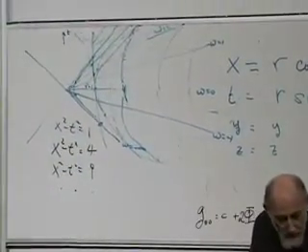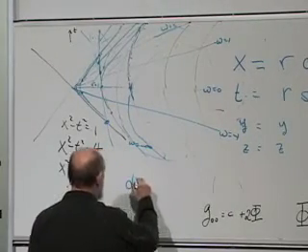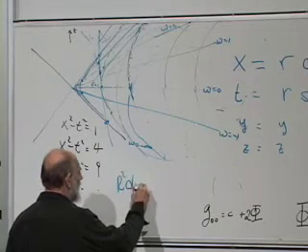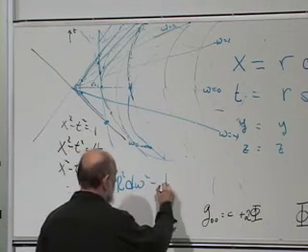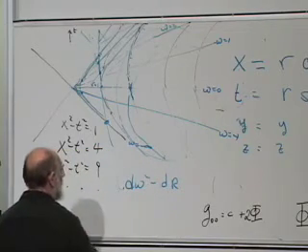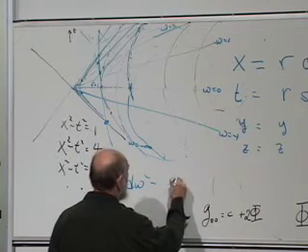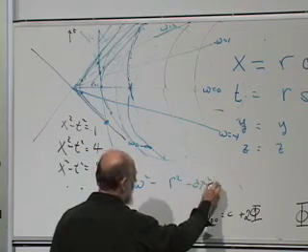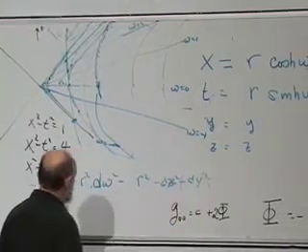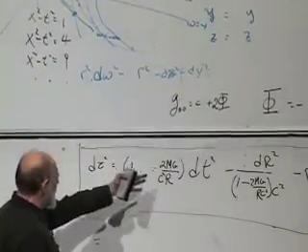Let me just write it down for you again. R squared d omega squared minus the r squared. Well, it's a different r. R squared d omega squared minus the r squared. That was minus the x squared minus the y squared, minus the z squared. All right. Looks very, very different. Doesn't look anything like it.